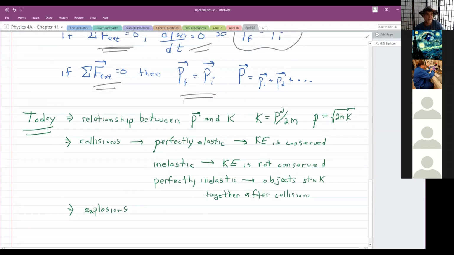So just real quick, here's what we're going to cover today. I want to quickly give you a relationship between momentum and kinetic energy, because sometimes you want to know one versus the other. We're going to talk a little bit about collisions, 3 different kinds: perfectly elastic, inelastic, perfectly inelastic, and then we're just going to talk a little bit about explosions. So what I want to do is just pause this for a second and then open it up for a quick little question or 2 about anything that I've covered so far in terms of momentum, impulse, anything like that.